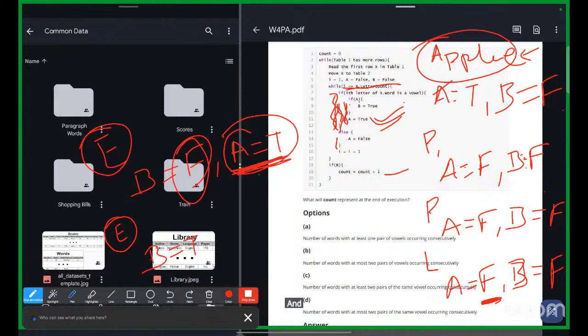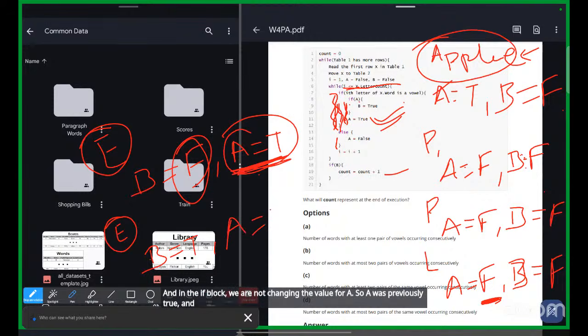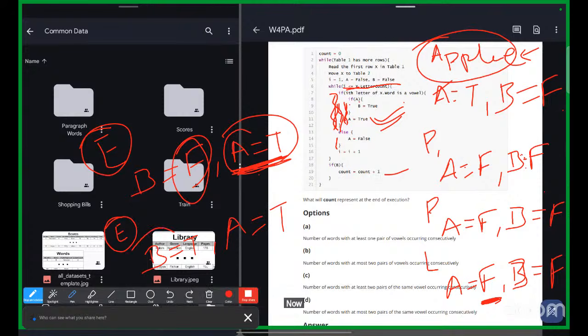And in the if block we are not changing the value for A. So A was previously true and it will remain true. Now we are getting B is equal to true. And if we evaluate this one, if B is true, we will increment count by 1. Correct?